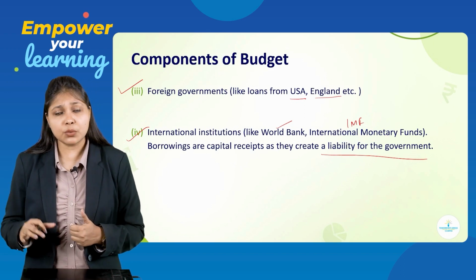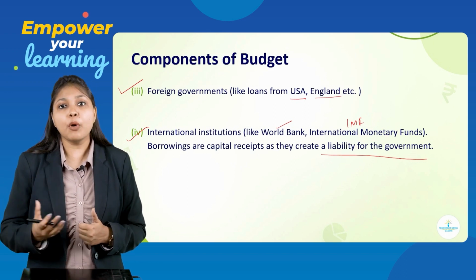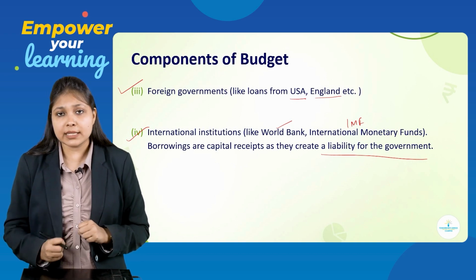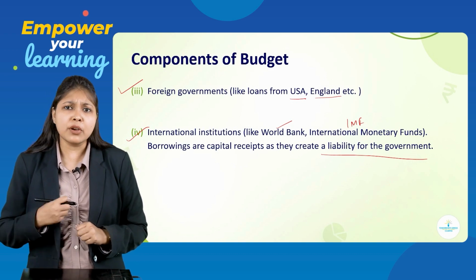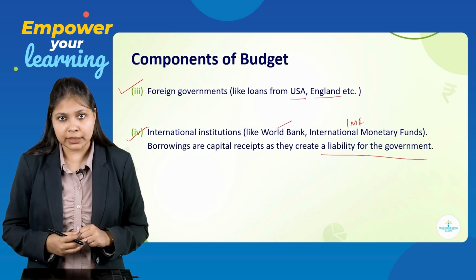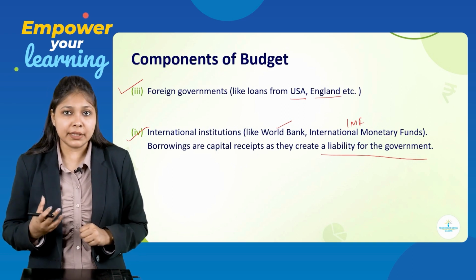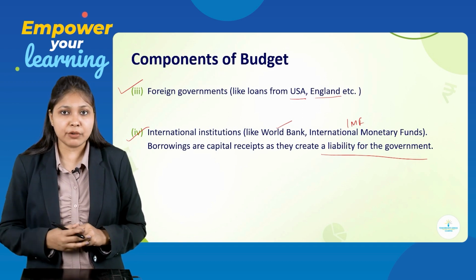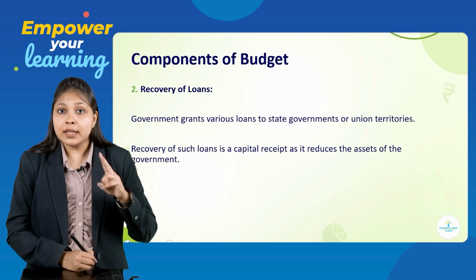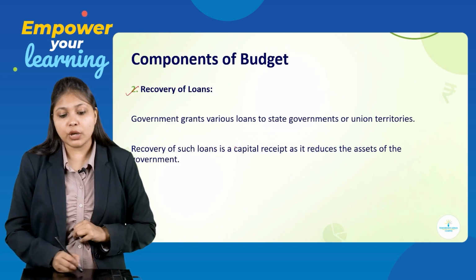There are various sources through which the government can borrow money. What are the sources? We already saw, and ultimately we see that any borrowings for that matter will create a liability for the government. Any receipt which creates a liability for the government will be considered a capital receipt. Next source is recovery of loans.